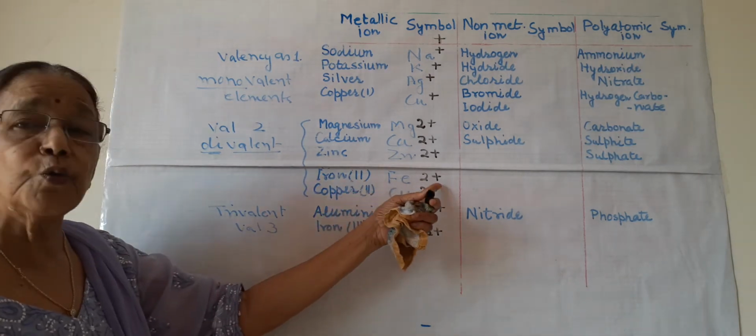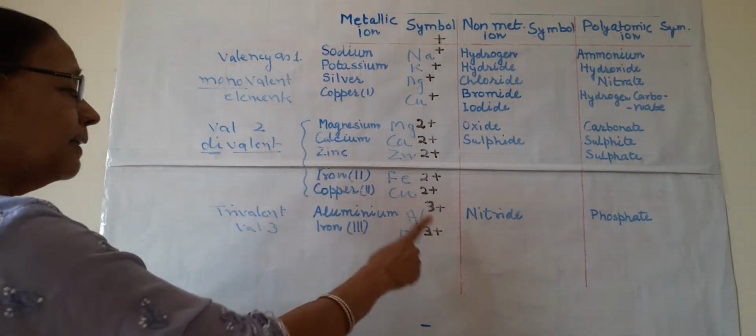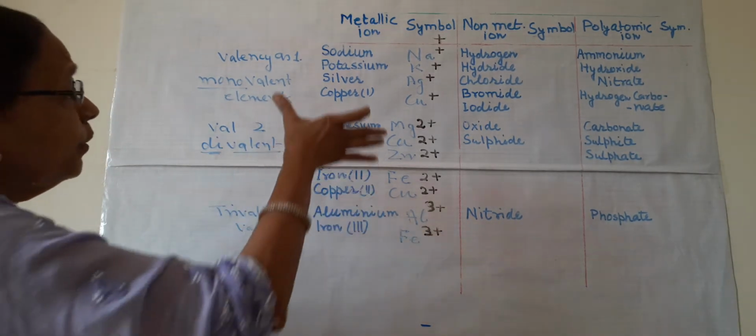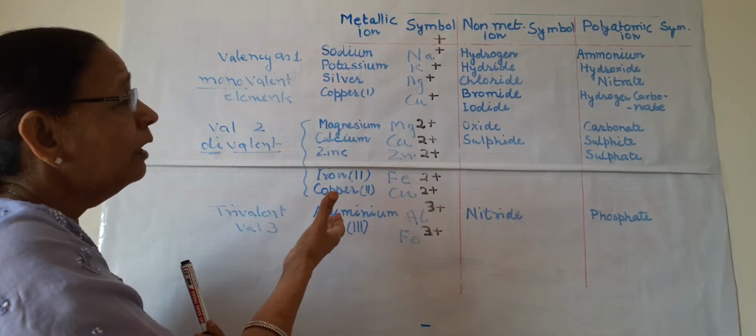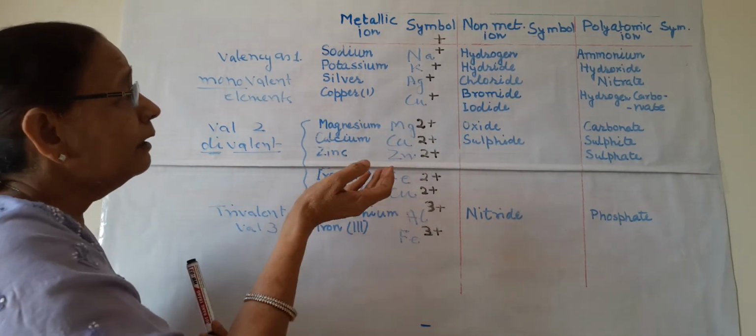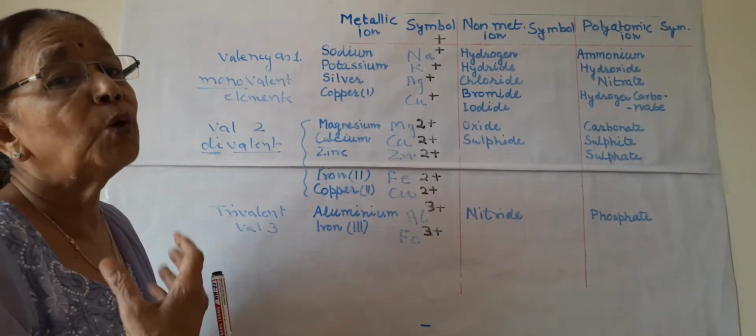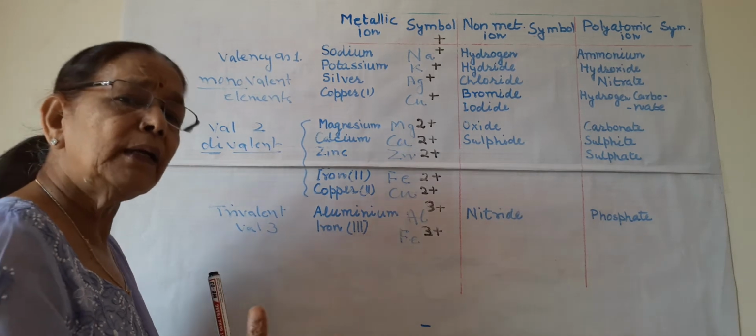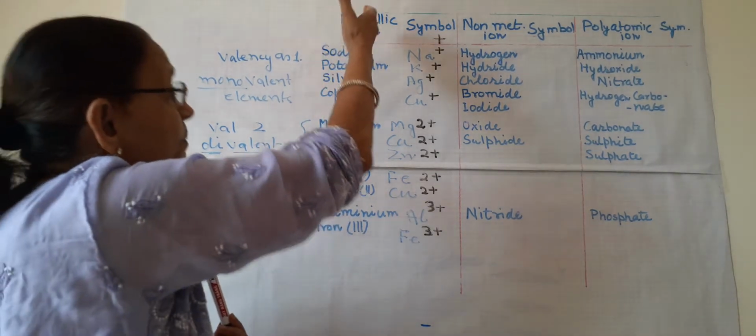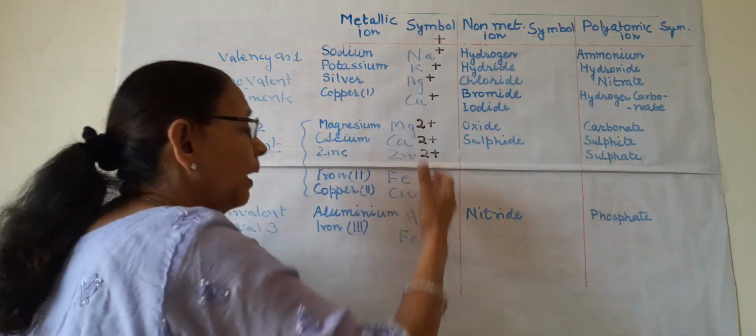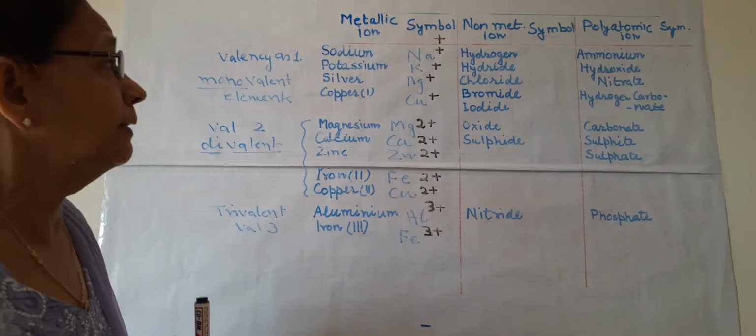So ferrous has 2 plus valency and iron 3 has 3 plus valency. So you have to memorize. These are only 10, 12, and in total I think they are about 20, 25. But you have to learn more than that, and you will learn slowly as you read further. So these are metals. Metals all have plus valencies or plus charges on their ions.